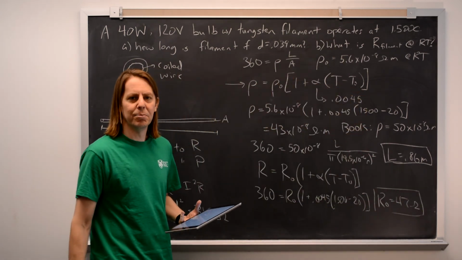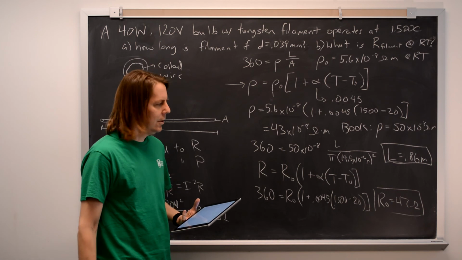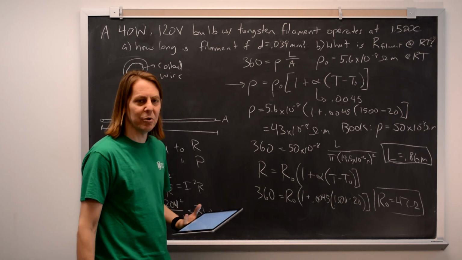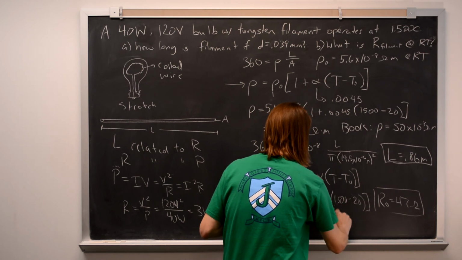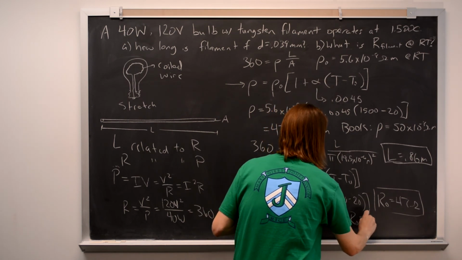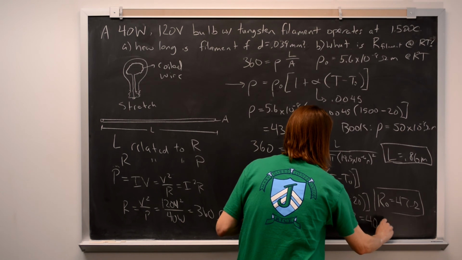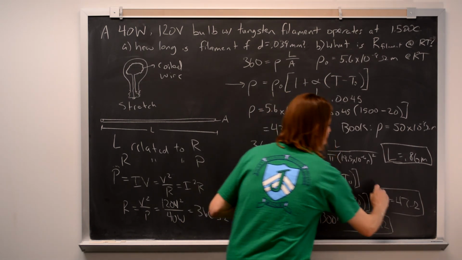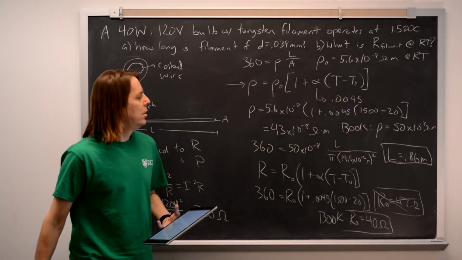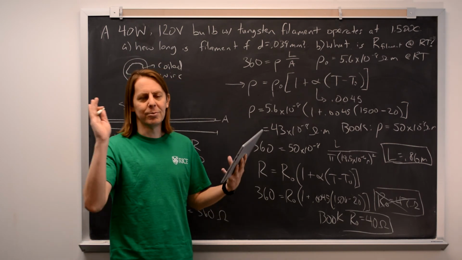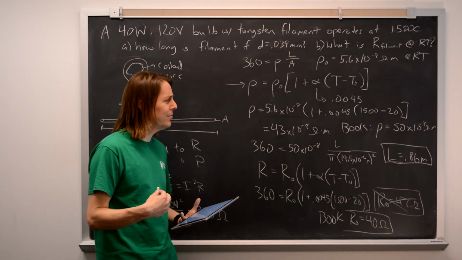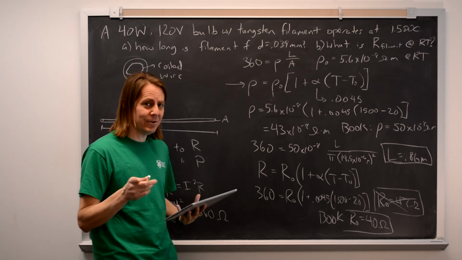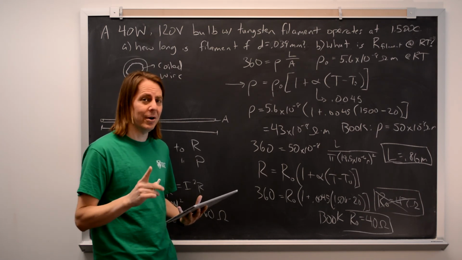And again, the book doesn't agree. People plug that in, most popular answer. The book says, no. The book, R naught, room temperature, is 40 ohms. So you as a student, it's your job to throw up your arms and say, what is wrong with this book? Why did I pay for this? It's my job as an instructor to figure out what did they do wrong. There's an opportunity to figure out what they did wrong.